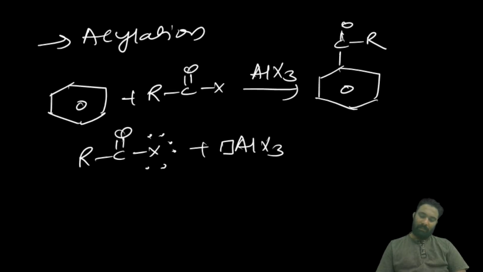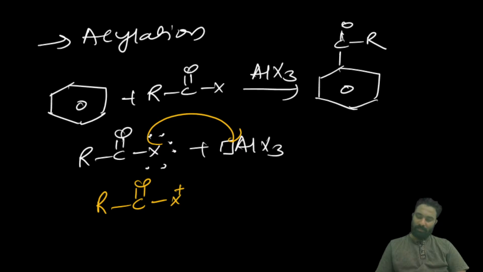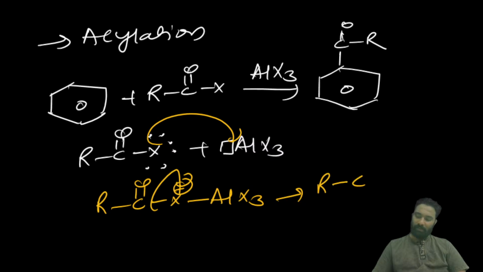Done. It will take this bond pair of electron, acylation. Why? Because it will take this bond pair of electron towards itself. Now here the halogen will get the positive charge and it will form the bond with AlX3. Now it will take this bond pair of electron towards itself. When it has taken the bond pair towards itself, now the carbon is having the positive charge, and oxygen is having the lone pair of electron. That lone pair of electron will be restored.